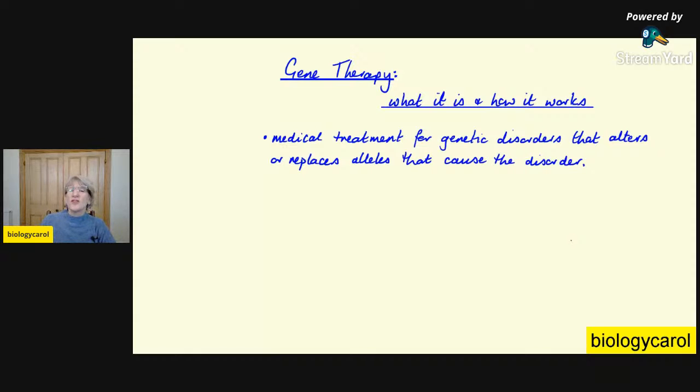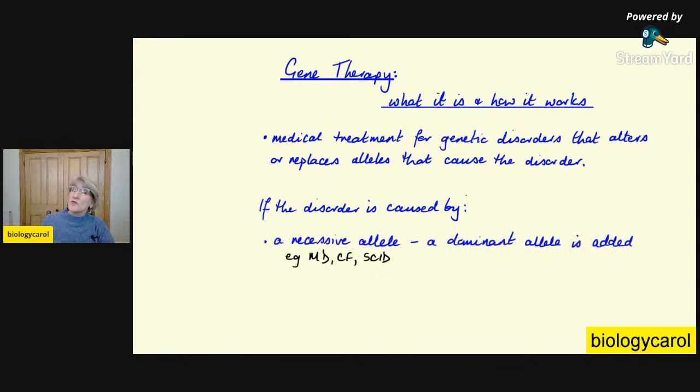It's a medical treatment for a genetic disorder or a genetic disease that alters or replaces the alleles that cause the disorder. And nearly always, it's the recessive allele being replaced with a dominant one. So if the disorder is caused by a recessive allele, a dominant allele is added. And this is the case in muscular dystrophy, cystic fibrosis, and SCID. All of these are recessive genetic diseases.